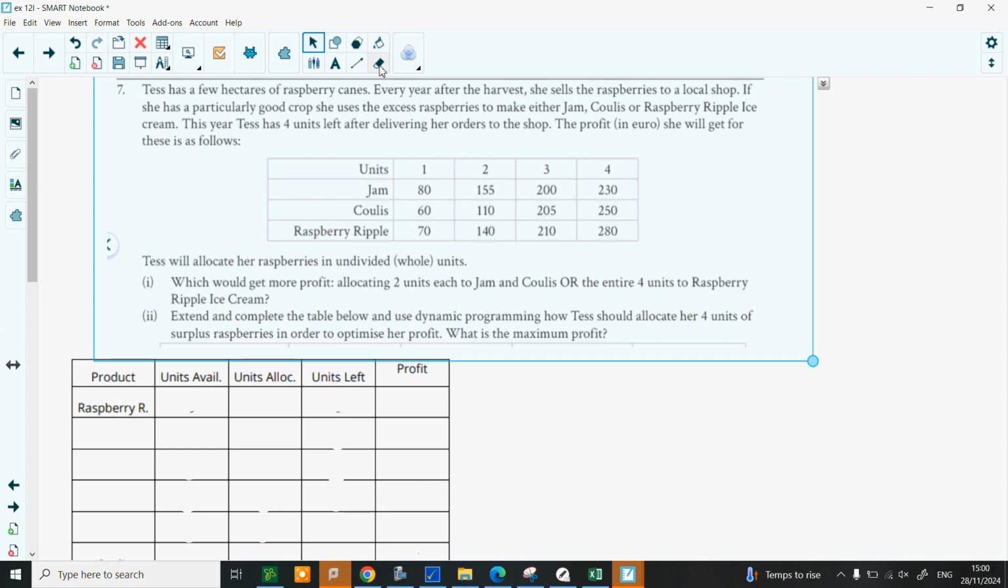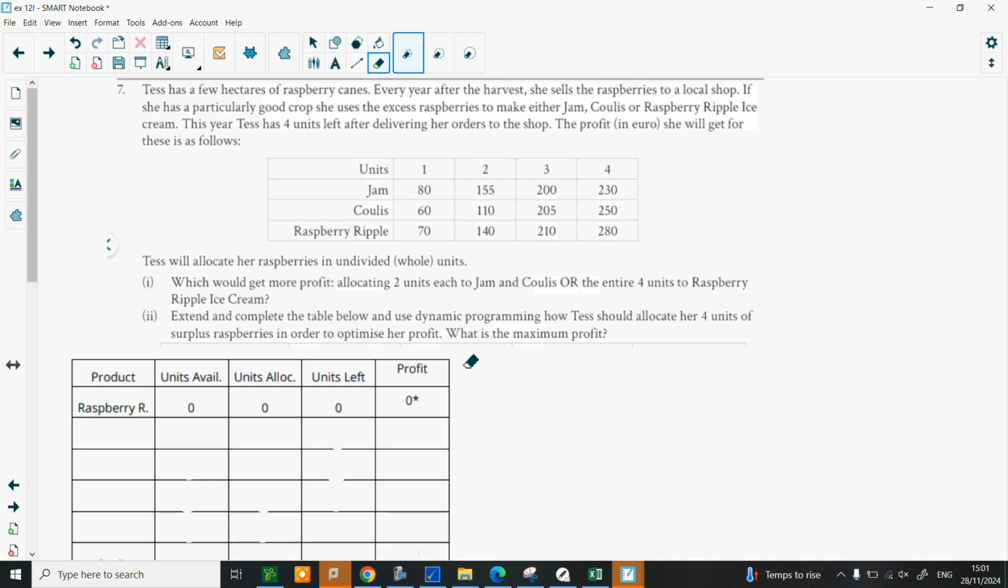Let's begin. So we'll start off with the very first one. I'm using the rub out here. Units available 0. Units allocated 0. Units left 0. That essentially means I did nothing. Okay, do nothing, get nothing. That makes sense? Do nothing, get nothing.